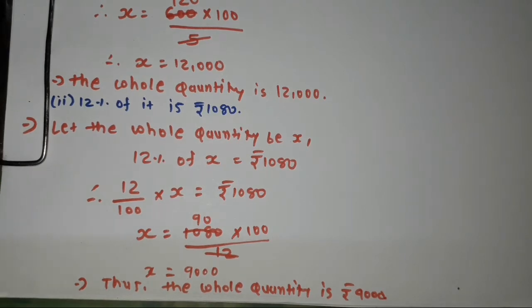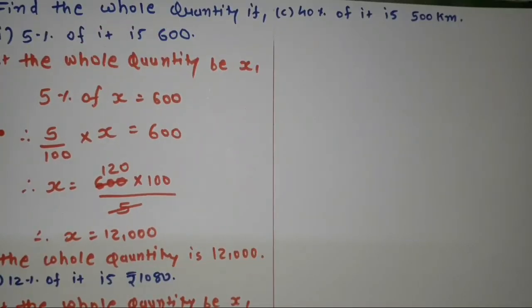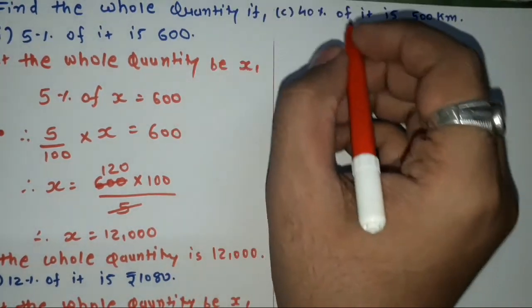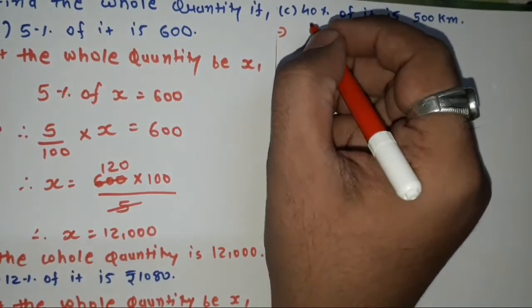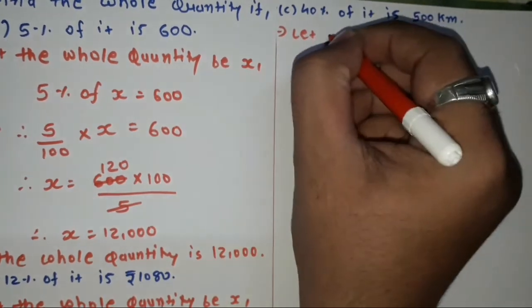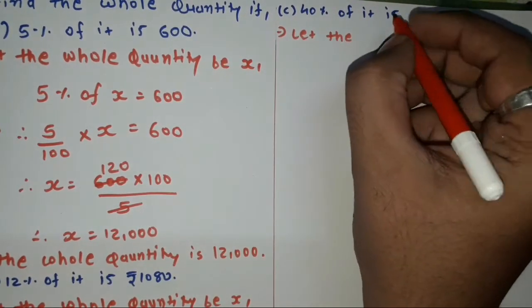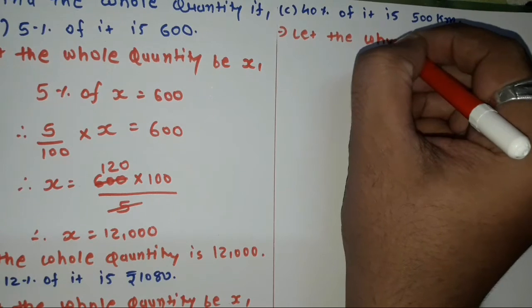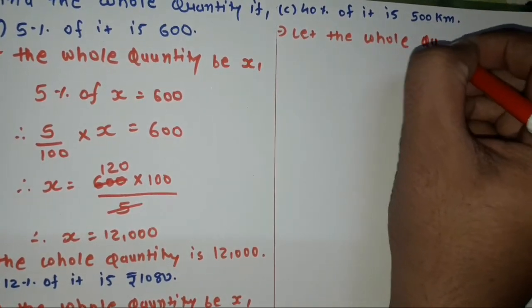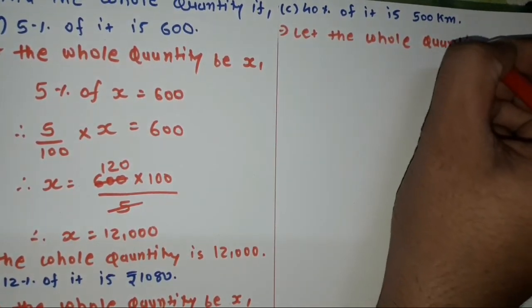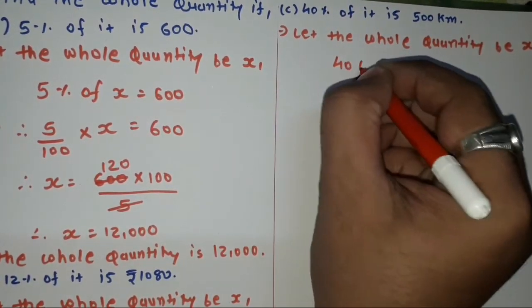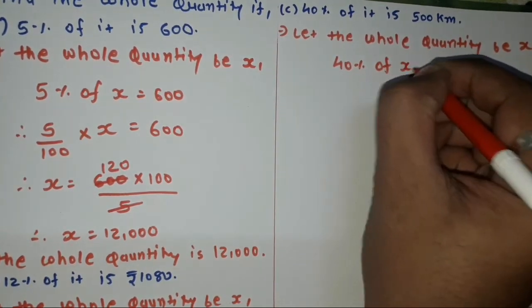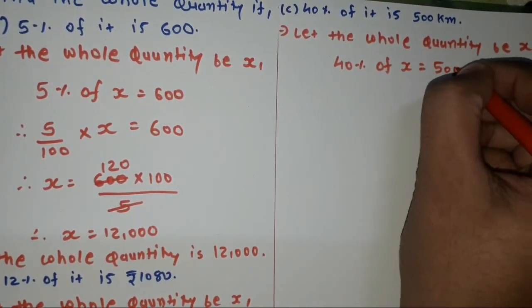Similarly, moving to the next one, 40% of it is 500 kilometers. As we did in the previous sum, we all know the first step will be: let the whole quantity, or the whole distance, be x. Therefore, 40% of x is equal to 500 kilometers.